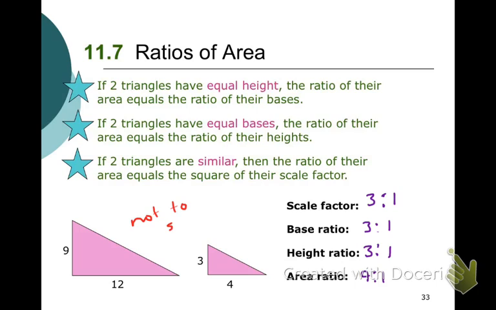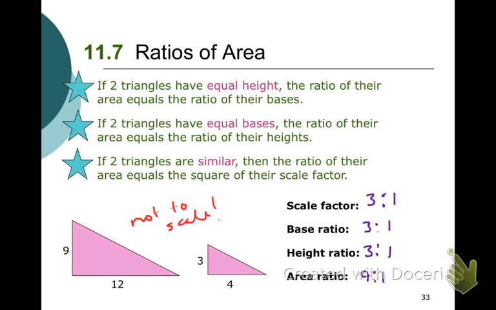They're going to be the same, all 3 to 1. Which means that the area ratio is going to be 9 to 1. Because if you do 1/2 height times base, 1/2 height times base, you're going to get that 3 to 1 times 3 to 1, 9 to 1. Okay, so if 2 triangles are similar, then the ratio of their area equals the square of the scale factor. Okay?